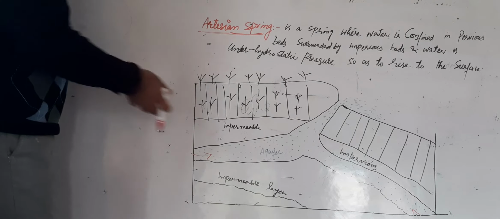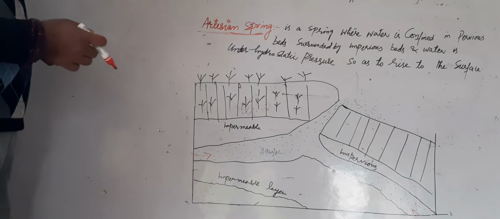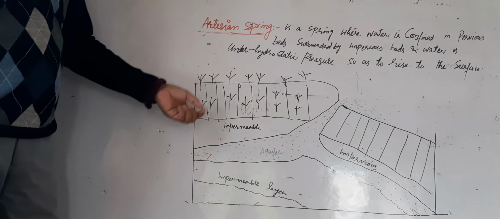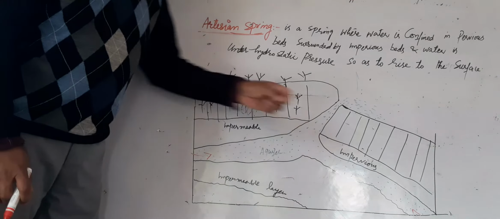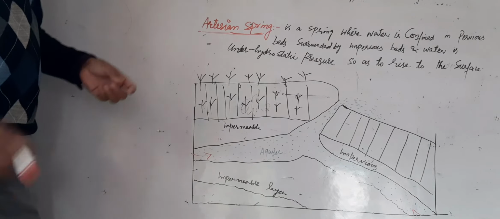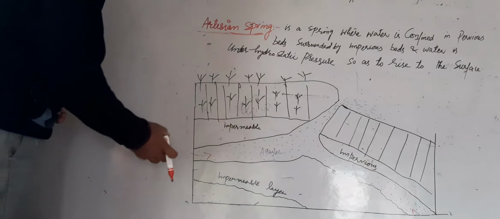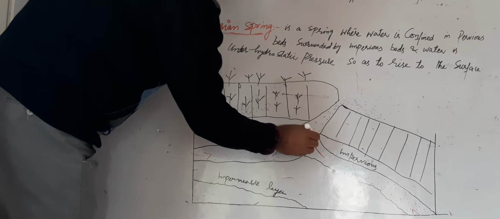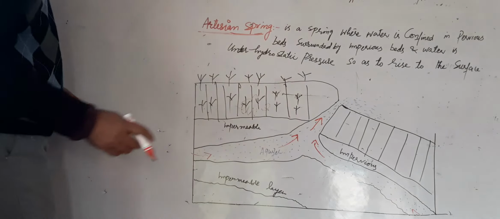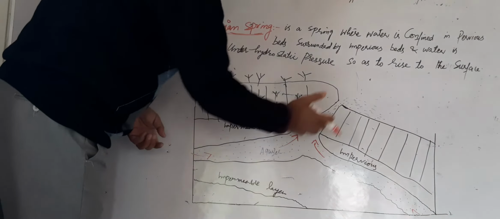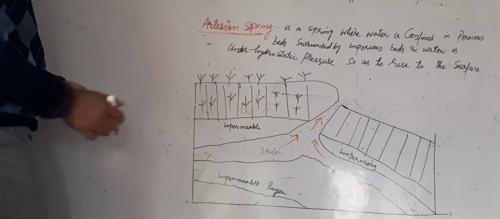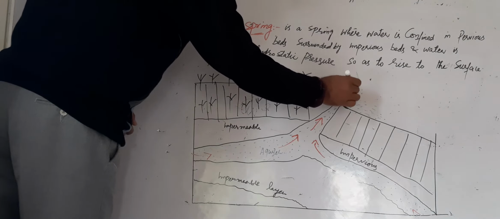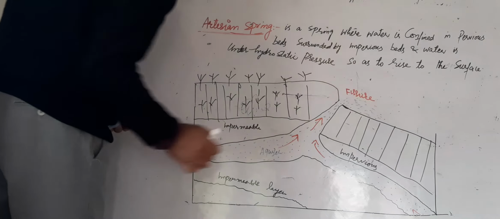These pervious beds provide the water, and this aquifer, which is also surrounded by impervious beds, and water is under hydrostatic pressure. So when the water is under hydrostatic pressure, it comes out or rises to the surface. Due to hydrostatic pressure, the water rises to the surface and comes out through a crack, or we can say open space or fissure, that is known as artesian spring.